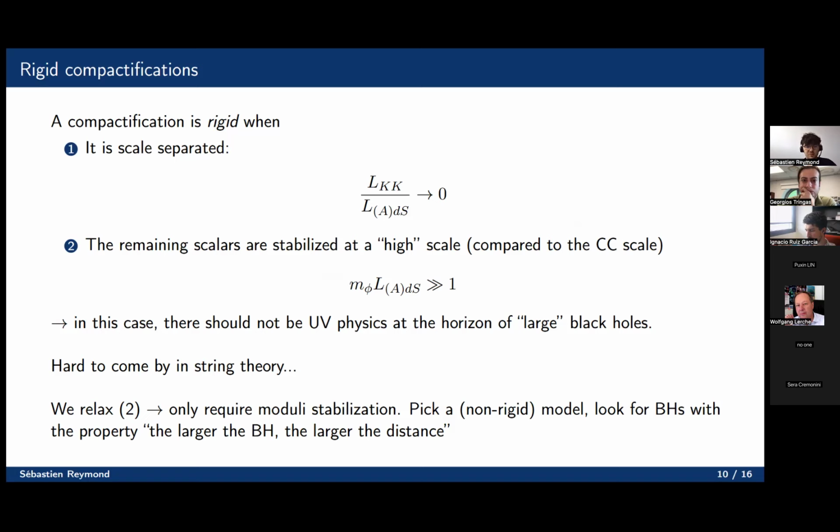So in order to understand what's going on from a more top-down point of view, we relax the second assumption and we get essentially the closest thing, where we only require moduli stabilization, but not stabilization at a very high mass. So we allow masses of order 1 in AdS units. And in this context, we'll pick a non-rigid, explicit model, and we will look for black holes with the property that the larger the black hole, the larger the distance, to see if the story from the moduli unstabilized case remains even with light stabilization.